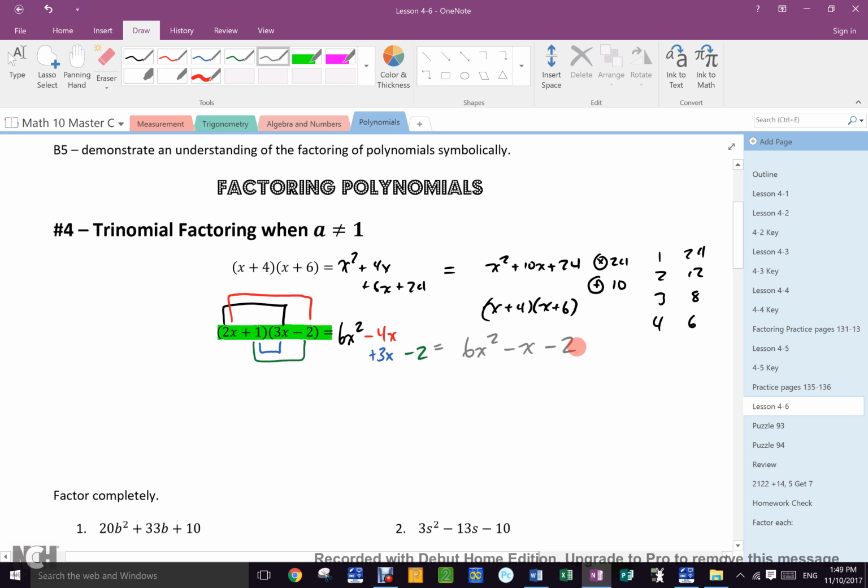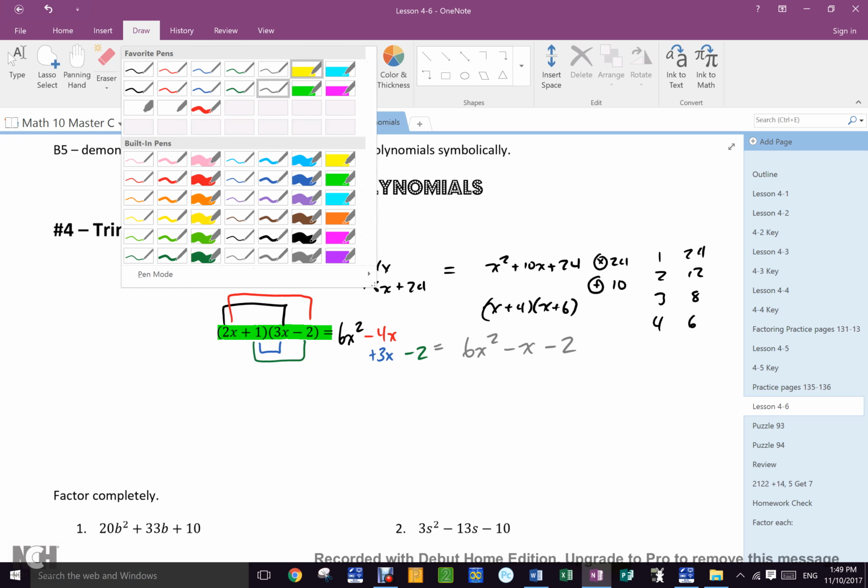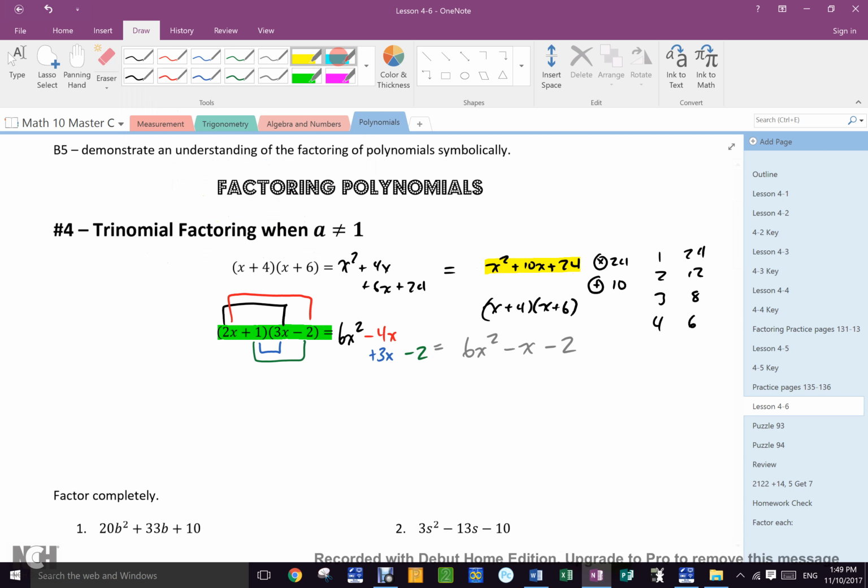Now, what do you notice about what is highlighted in yellow and what is highlighted in blue? Talk to me about their similarities. They both have an x squared. They both have a single x, a linear term. They both have a whole number, a constant. What else? They are both trinomials. Everybody agrees with those four comparisons, right?